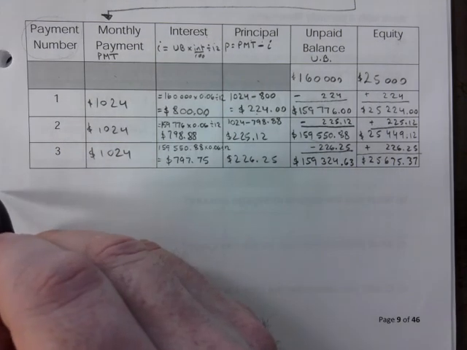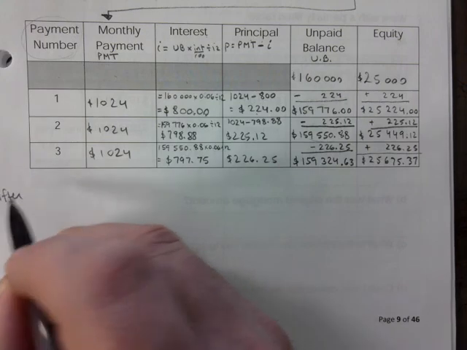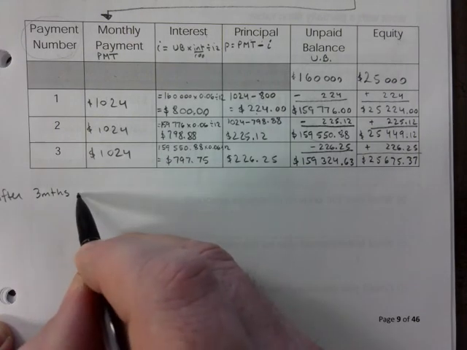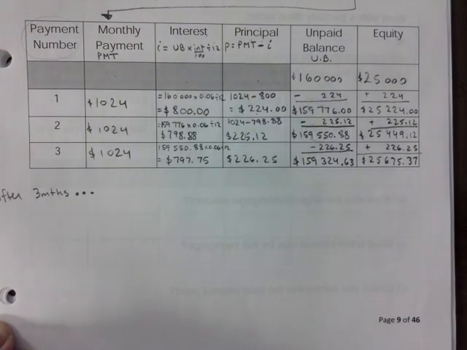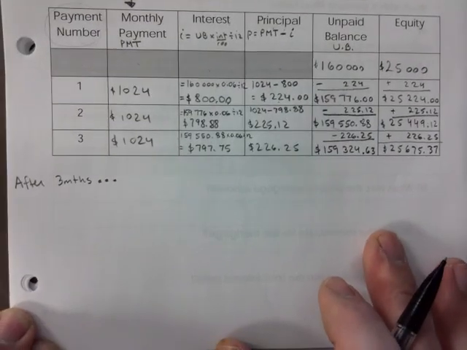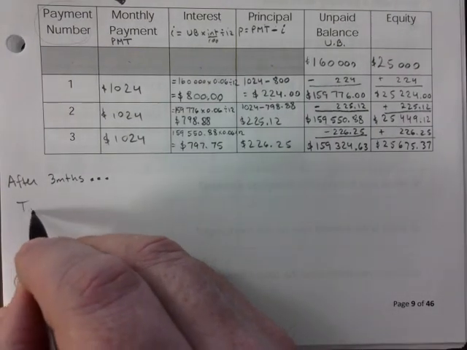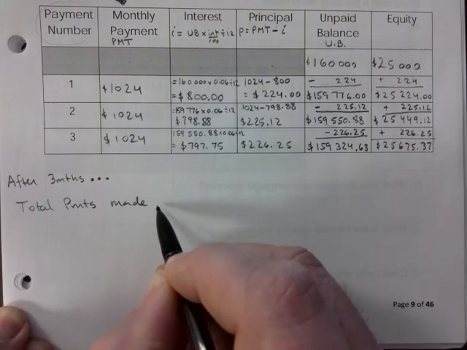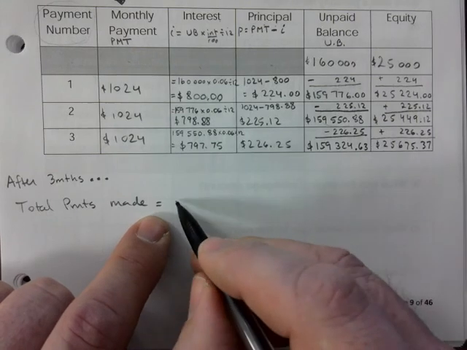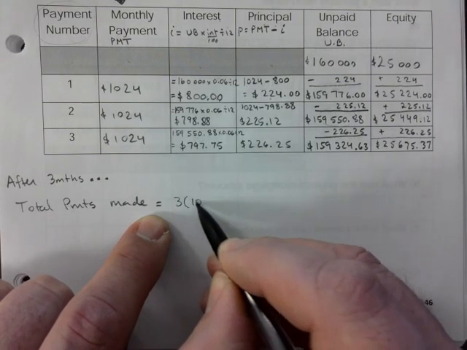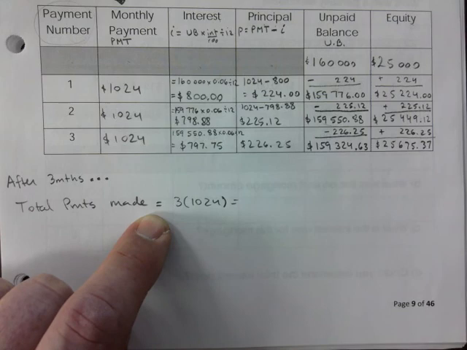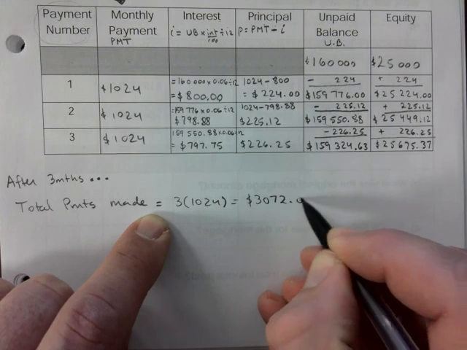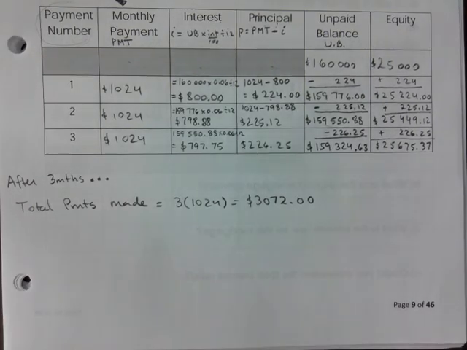So after 3 months, write this down, after 3 months, right? We'll go dot, dot, dot. Total payments made. We just go 3 times 1,024. You made $3,072 worth of payments in 3 months. Okay.